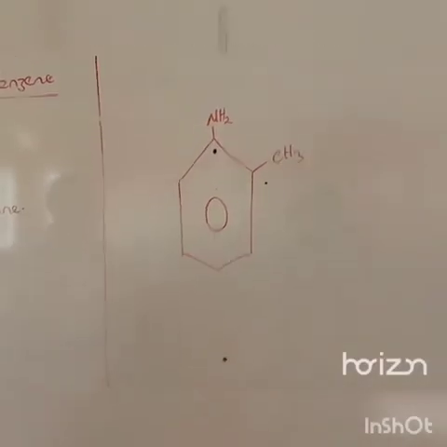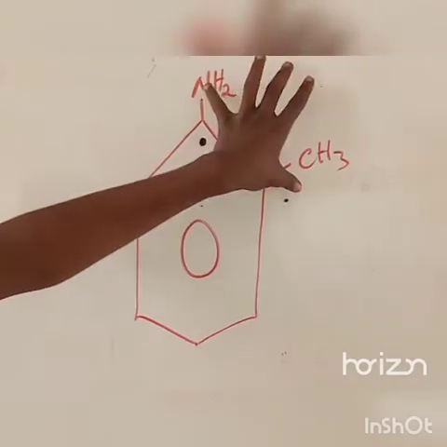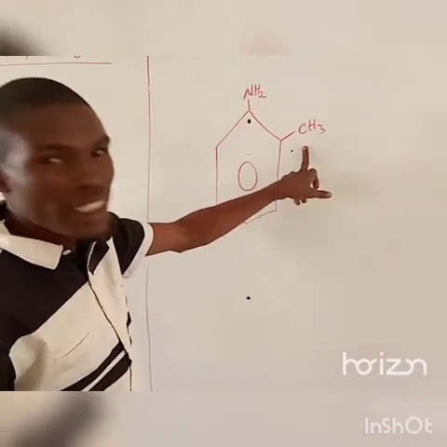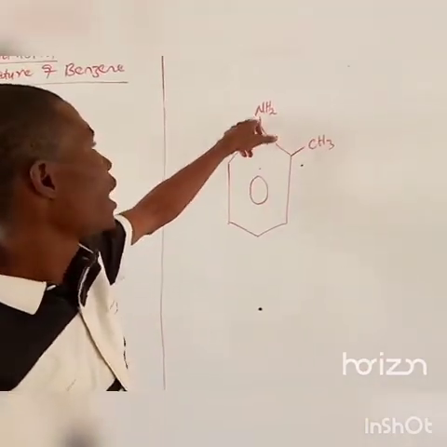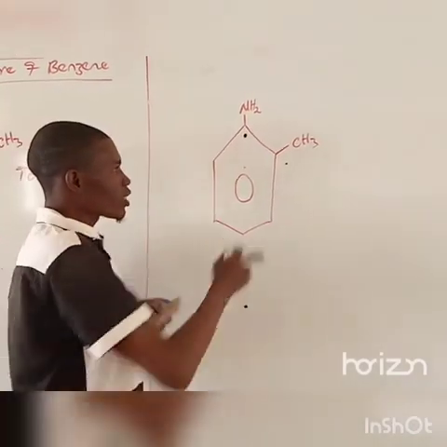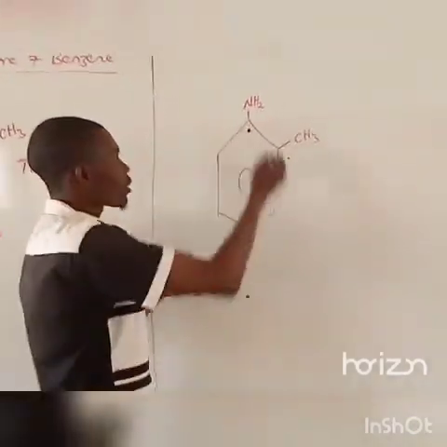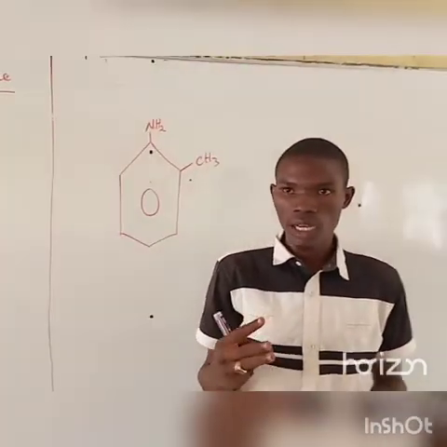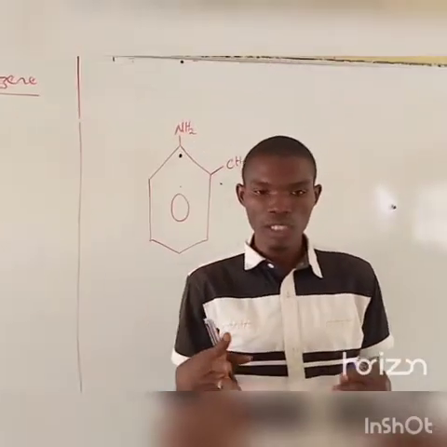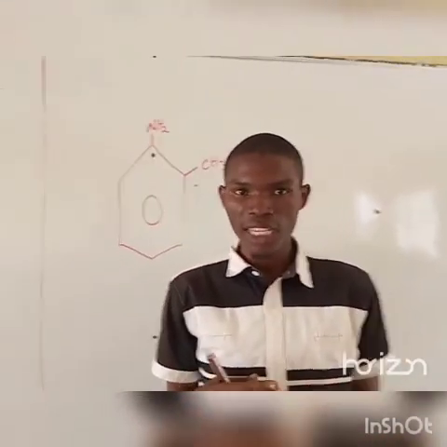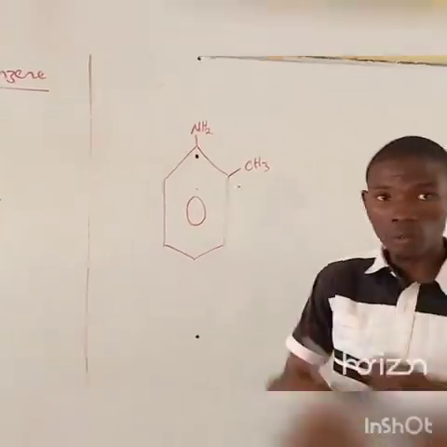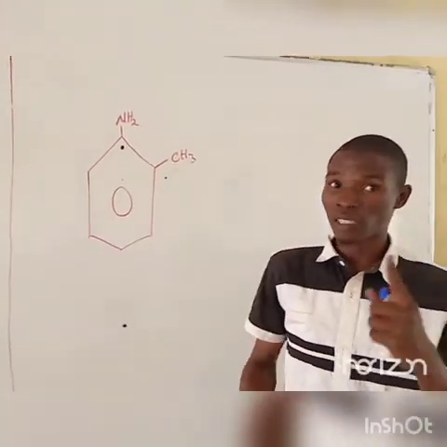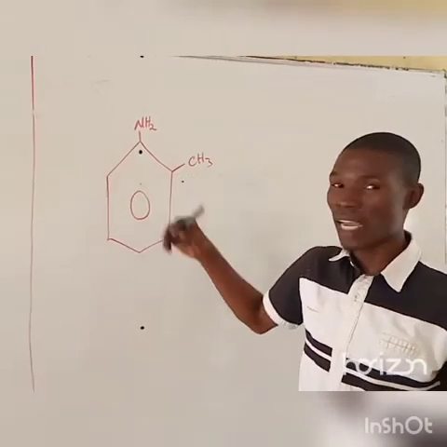Now, in this compound, we have 2 electron releasing groups. CH3 is an electron releasing group. NH2 is an electron releasing group. But this one is supplied by inductive effect, while this one is supplied by mesomeric effect. If you remember mesomeric effect, you can check on the previous class. We talk about mesomeric effect, where there will be delocalization of pi electrons. So this nitrogen has a lone pair which will participate in the resonance, and therefore it is supplying this ring by mesomeric effect, while this one is supplied by inductive effect.